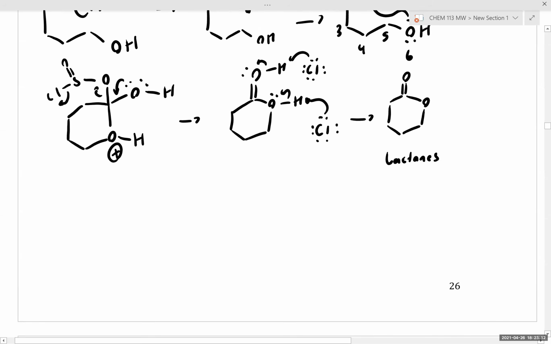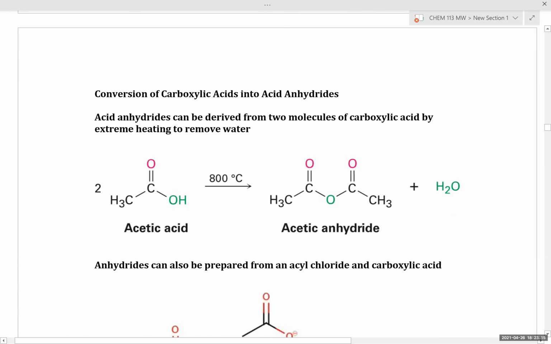Okay, so let's keep going then. And let's talk about the conversion of carboxylic acids into acid anhydrides. The first method, which generally requires very high temperatures, typically in an autoclave, is preparing acid anhydrides via direct heating to remove water. That's why anhydrides are called anhydride, without water. So if you take acetic acid and you heat it to 800 degrees Celsius, you'll get acetic anhydride. Not necessarily practical on the benchtop for small preparative amounts, but maybe useful on larger scales.